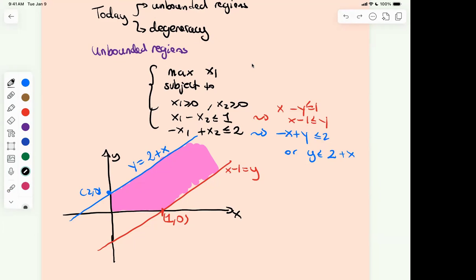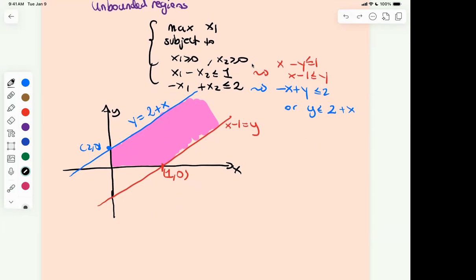But again, my point here to notice is that this region goes on forever, right? And this is what you call unbounded. Unbounded means that it is not contained inside any finite square. That's one way you could define it. So let's just say that this region is unbounded.